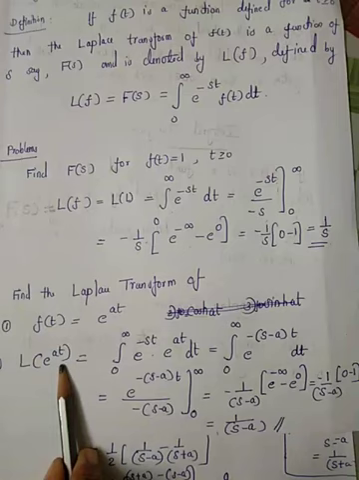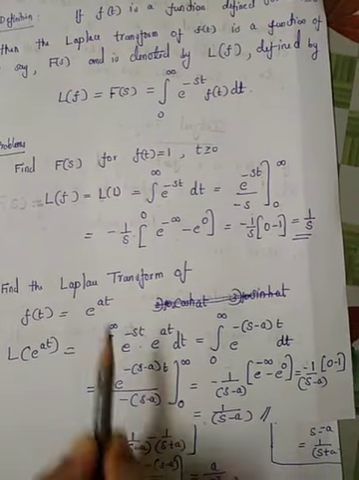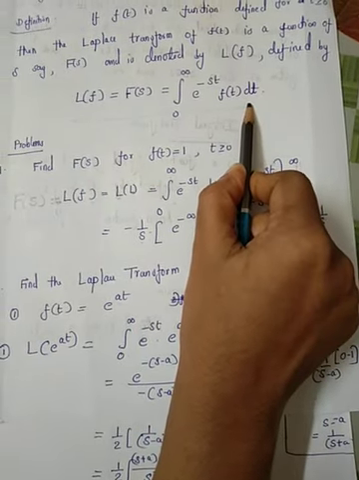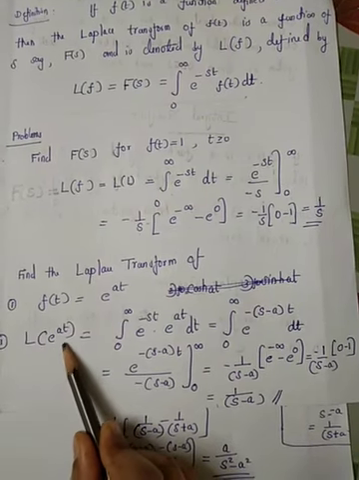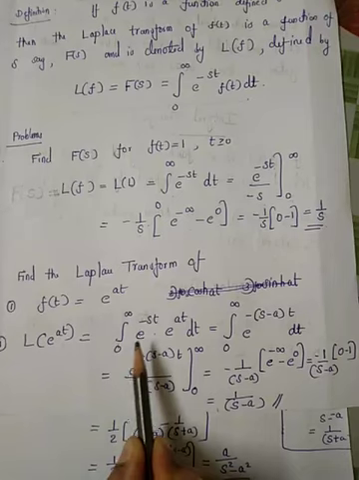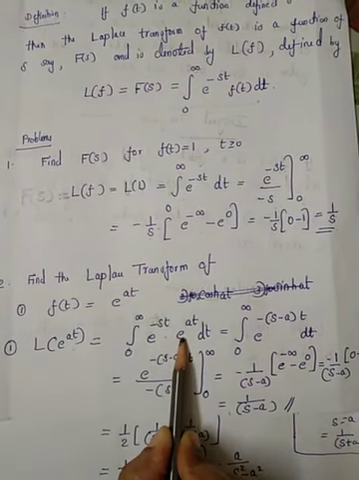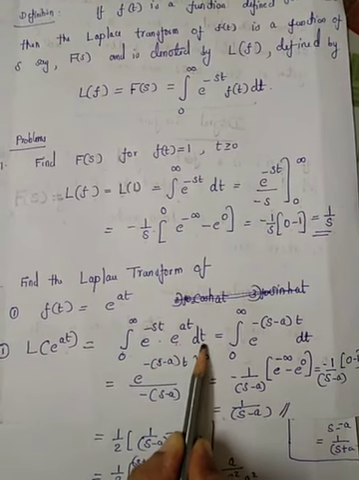L of e raised to at is equal to integral. What is the general formula? L of f is integral 0 to infinity e raised to minus st f of t dt. Therefore, L of e raised to at is equal to integral 0 to infinity e raised to minus st into, here f of t is e raised to at, e raised to minus st into e raised to at into dt.